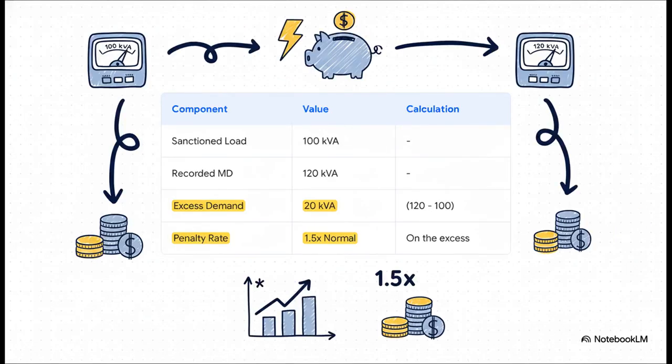And there it is. This chart shows the financial consequence perfectly. You've exceeded your sanctioned load by 20 kVA. The utility company is now going to charge you a penalty, often at 1.5 times the normal rate. But, and this is key, only on that excess 20 kVA. You're basically paying extra because you put more strain on the grid than you said you would.